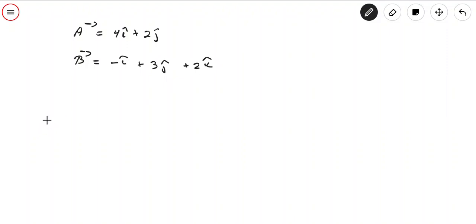So if I have two position vectors, vector A equal to 4i plus 2j, and vector B equal to negative i plus 3j plus 2k, I want to find the unit vector that points halfway between the position vectors A and B. Basically, this unit vector is the vector that bisects vector A and vector B.